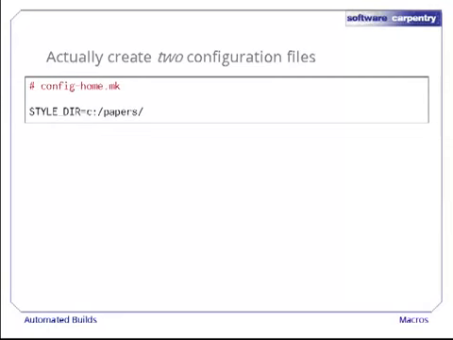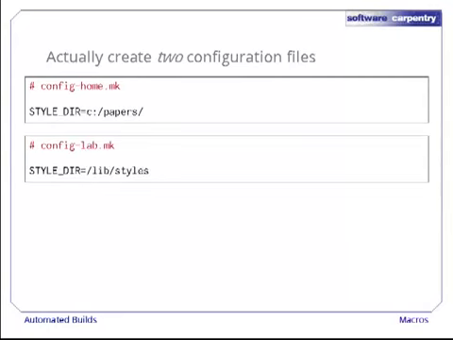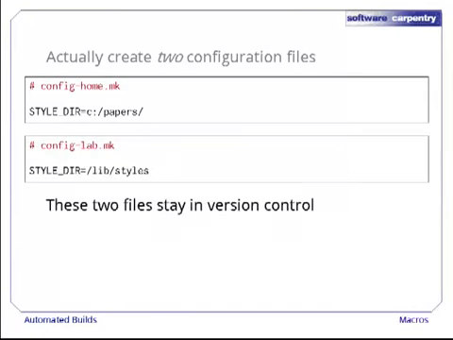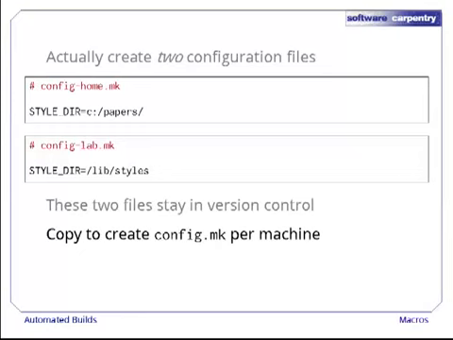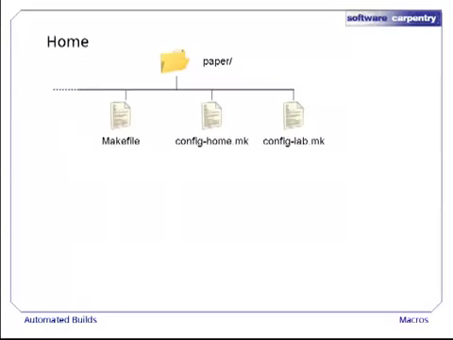The first, config.home.make, defines styledir for use on our laptop. The second, config.lab.make, defines it for use in the lab. As we said, these 2 files go in version control and are only changed when they need to be, i.e. when the style files move or their names change. We then copy one or the other on the machine we're using to create the file config.make that our main Makefile actually includes. For example, here's what we have in the paper directory on our home machine when we do a fresh checkout from version control.